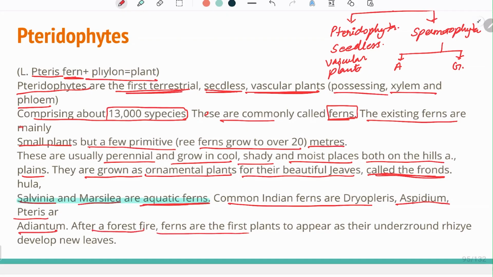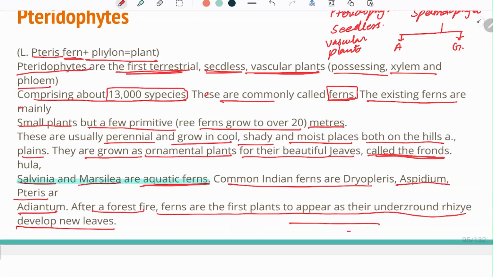After a forest fire, ferns are the first plants to appear, as their underground rhizome develops new leaves. Whenever a forest fire takes place, ferns are the first to appear in that area because they reproduce vegetatively with the help of the rhizome. A rhizome is an underground stem from which the leaves arise. The most common rhizome we see is ginger.